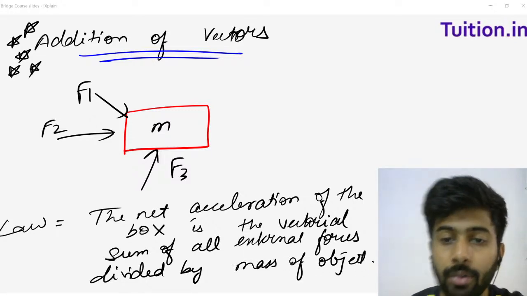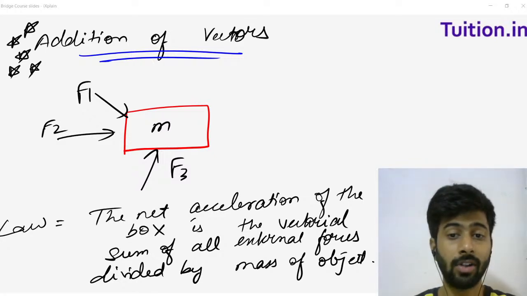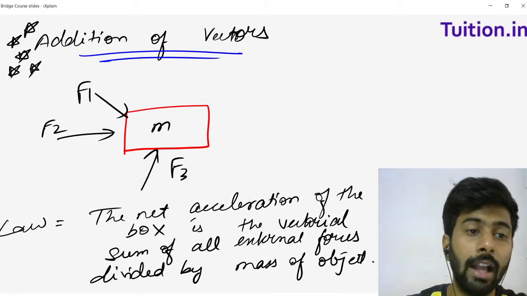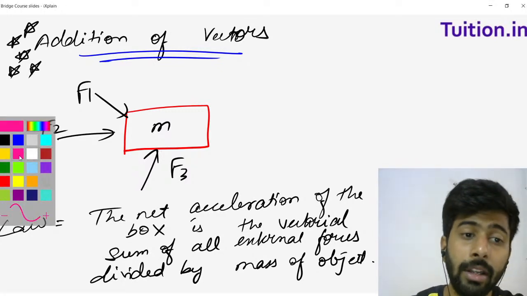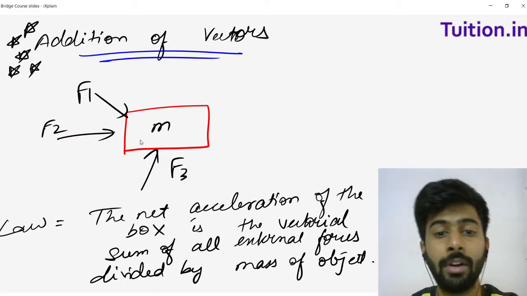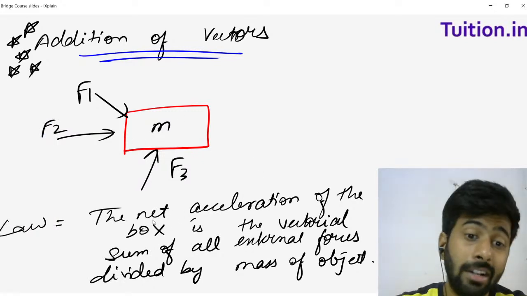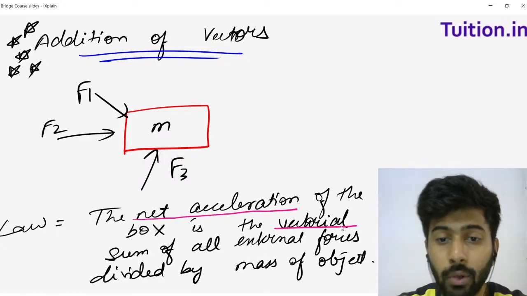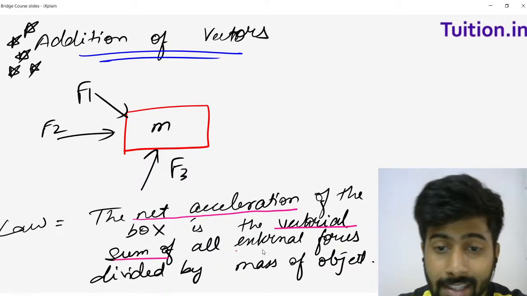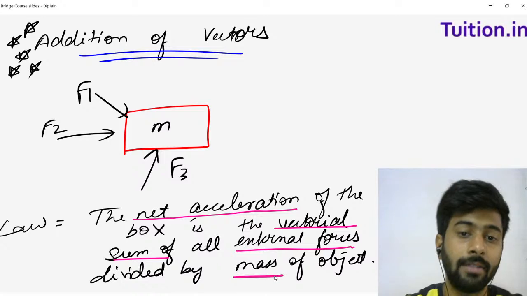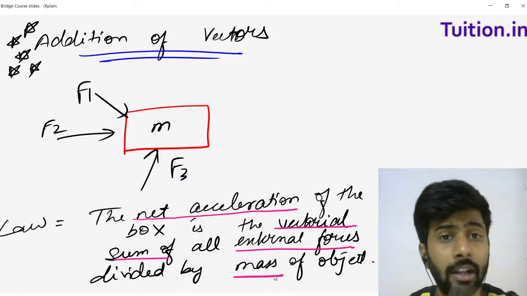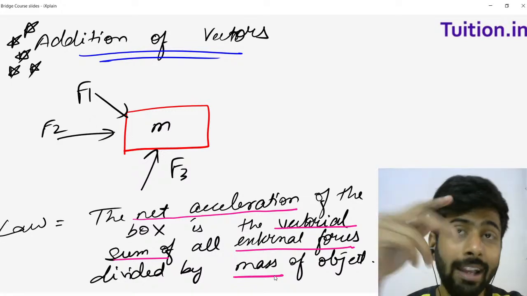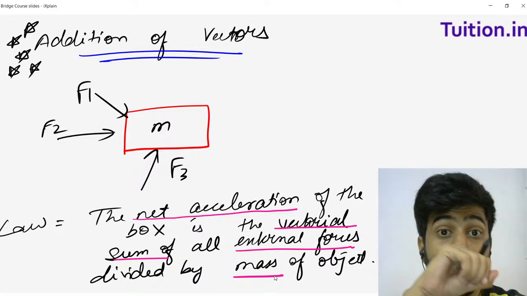Right now we are not going into studying this law properly because the point is not this law. The point is, why are we studying addition of vectors? This is one law which is going to come very soon in your Newton's laws of motion. It has many terms: net acceleration, vectorial sum, external forces, and mass. Every term is important. Understanding why each term is present in the definition is extremely important.